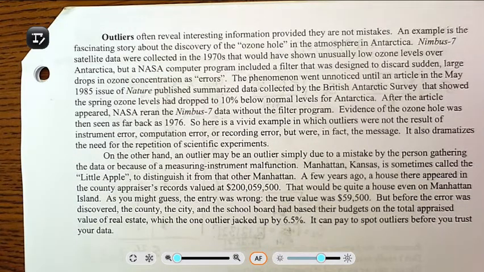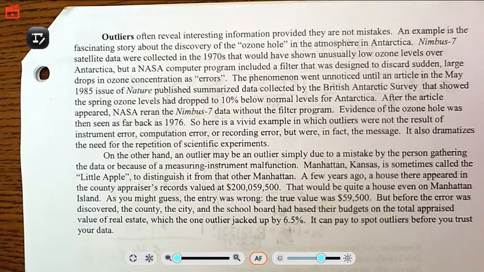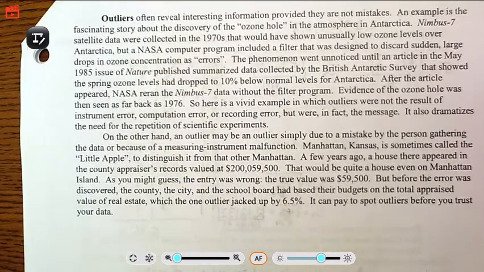After the article appeared, NASA reran the Nimbus 7 data without the filter program. Evidence of the ozone hole was then seen as far back as 1976. So here's a vivid example in which outliers were not the result of an instrument error, computation error, or recording error, but were, in fact, the message. It also dramatizes the need for the repetition of scientific experiments.